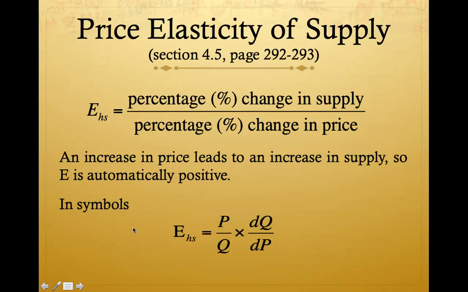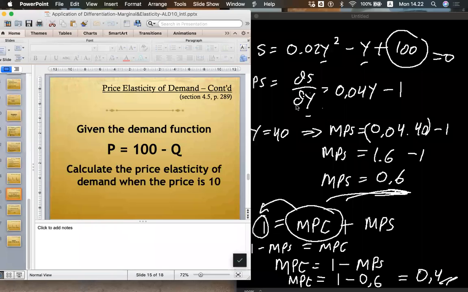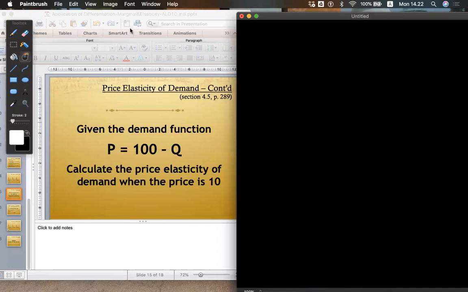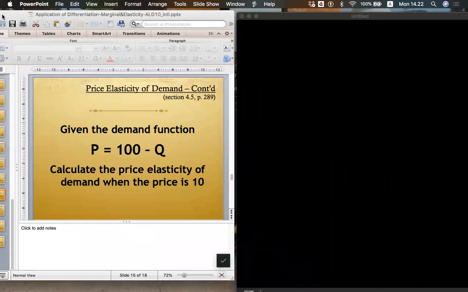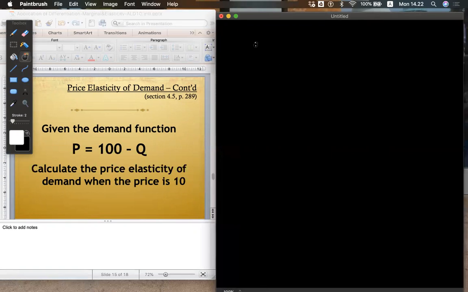Now, back to the case. This is the last case in this tutorial. Okay, so I will erase this part. Given the demand function P equals 100 minus Q, calculate the price elasticity when the price is 10. When the price is 10, what is the elasticity?